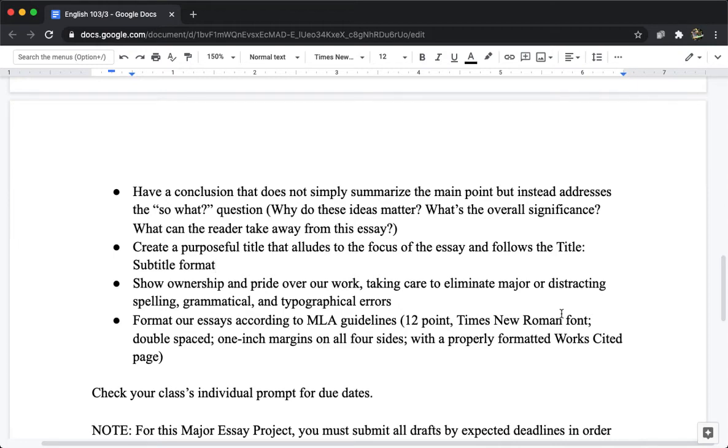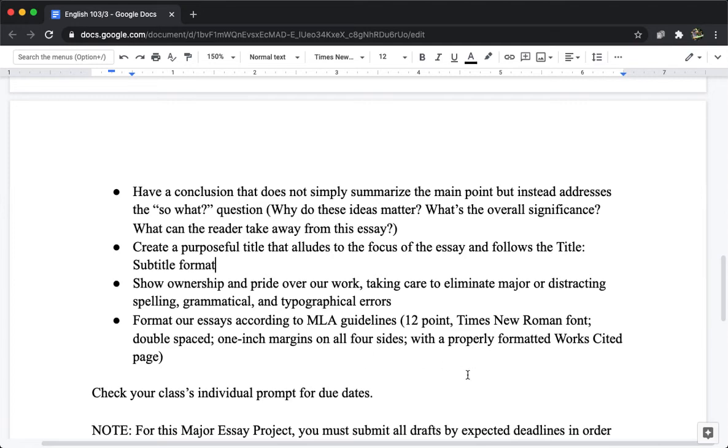We're challenged to format our essays according to MLA guidelines. So this means 12-point Times New Roman font, double spaced for the entire document. So everything should be double spaced, no additional spacing between paragraphs or extra spaces between your title and the main text, and it's just double spaced the entire document. That's what MLA calls for, so we want to make sure that we're adhering to that. 1-inch margins on all 4 sides, top, bottom, left, right. Not 1.5 inches, not 2 inches, 1-inch margins on all 4 sides.